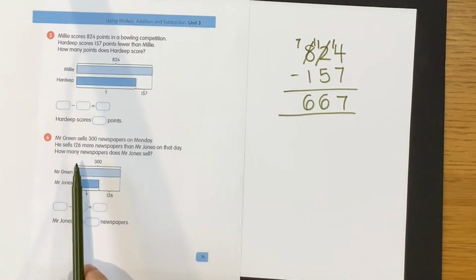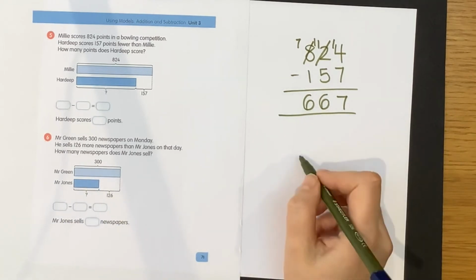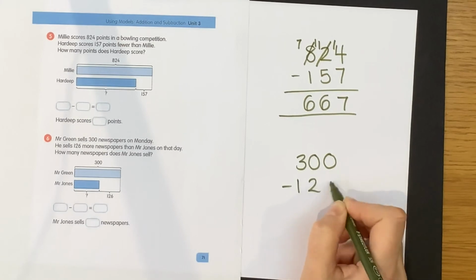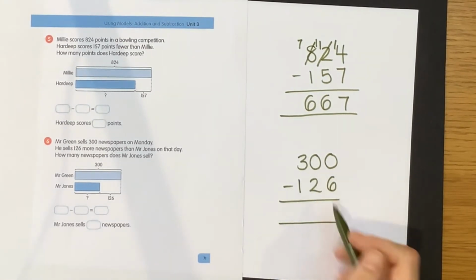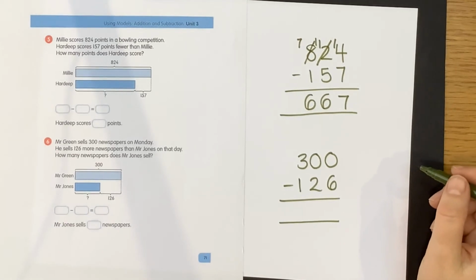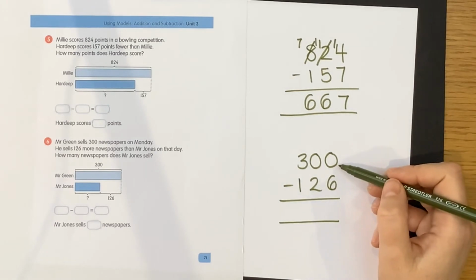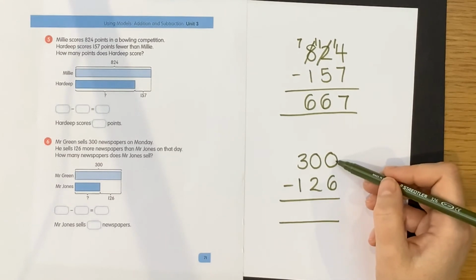Right, so we're finding the smaller bar because Mr. Jones sold fewer newspapers. So it's going to be a takeaway again. 300 take away 126. Now, this is one of those ones where we've got some zeros. You may have drawn the calculation to help you this time, or you may have used equipment. This is what the abstract looked like. First of all, our ones. 0 ones take away 6 ones. I can't do that, I haven't got enough.